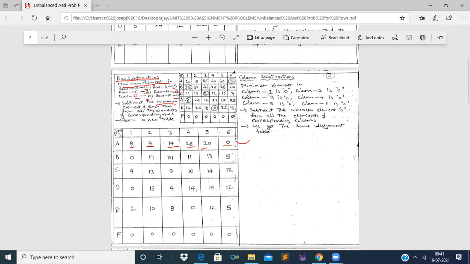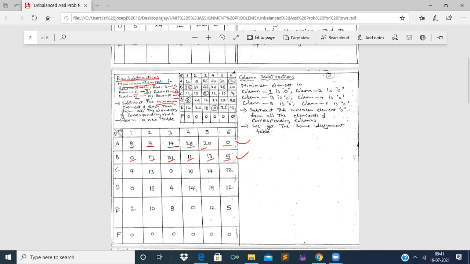And next, let us go for second row subtraction. The second row's minimum element is 15. Therefore, 15 minus 15 is 0. 32 minus 15 is 17. Next, 46 minus 15 is 31. 26 minus 15 is 11. 28 minus 15 is 13. 20 minus 15 is 5. So, the second row subtractions are finished.